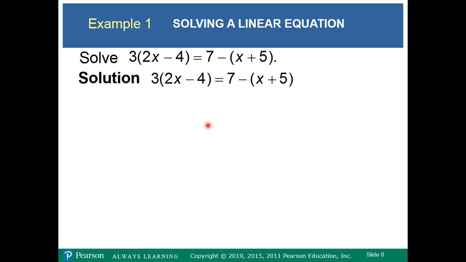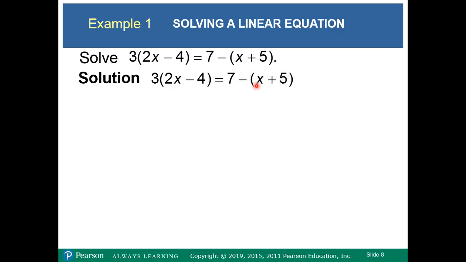So what's the first thing we're going to do? Well, we have to use the distributive property here, okay? Notice that we've got a 3 here, so we've got to get rid of these parentheses, right? And the way we're going to get rid of these parentheses is by using the distributive property. So we have to use the distributive property here, and we have to use the distributive property here.